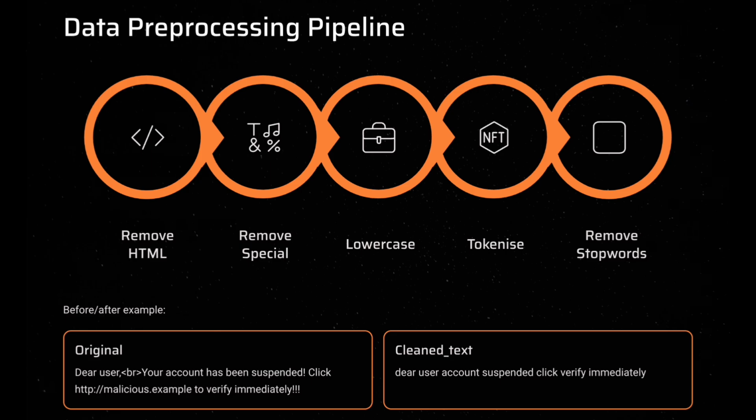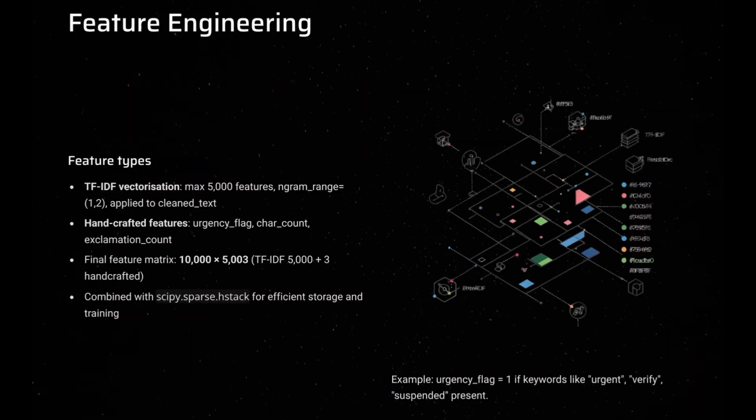The second stage is feature extraction. The system converts the clean text into numbers because machine learning models work with numbers, not words. It also extracts specific signals known to be associated with phishing: the presence of urgency language, the length of the email, and the density of exclamation marks. All of these features are combined into a single numerical representation of each email.